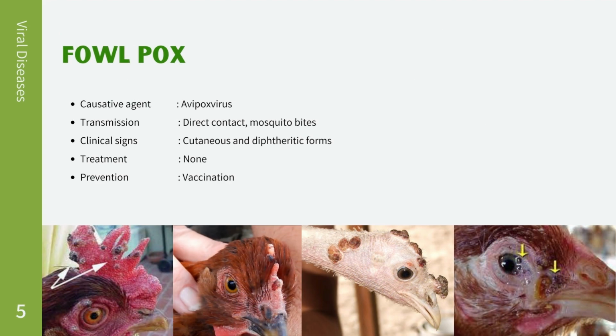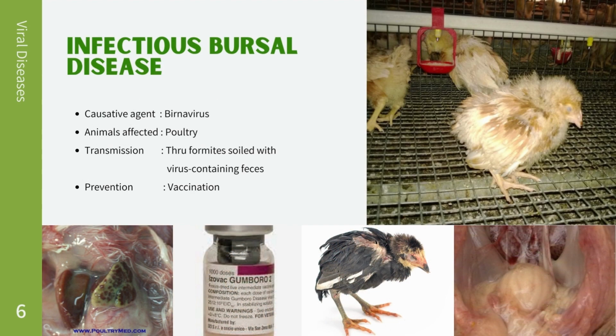Fowlpox. Its causative agent is avipox virus. Transmission, direct contact, and mosquito bites. Clinical signs: cutaneous and diphtheritic forms. Treatment: none. Prevention, vaccination. Infectious bursal disease or Gumboro. Its causative agent is Birna virus. Animals affected are poultry. Transmission: through fomites soiled with virus-containing feces. Prevention, vaccination.